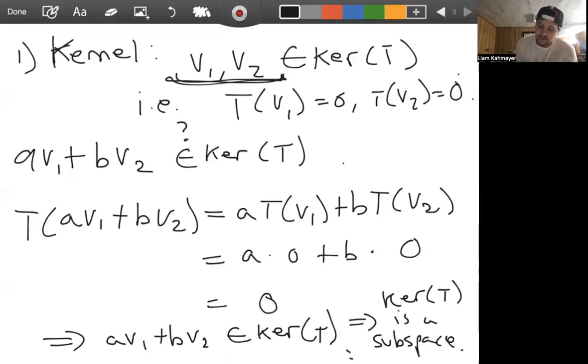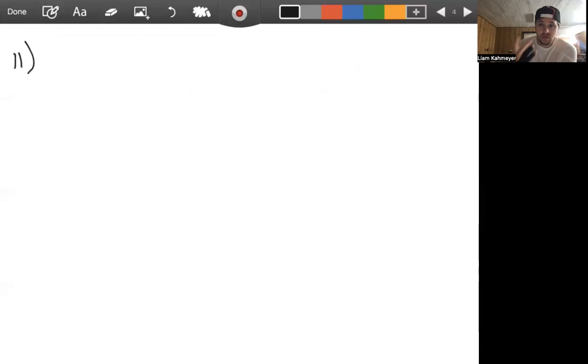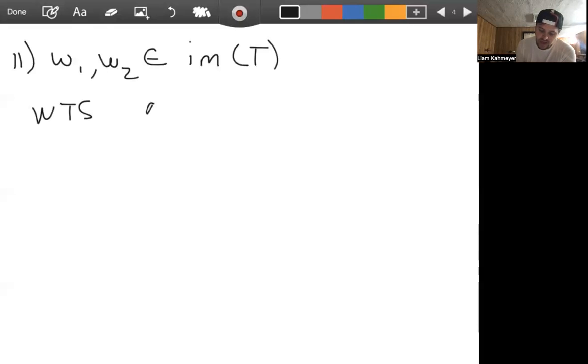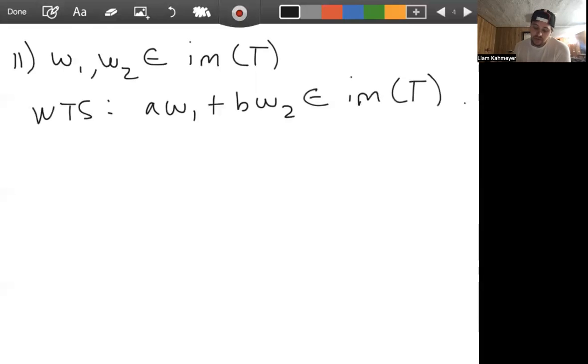of V. Cool. Let's do the same thing for the image, right? What are we doing now? We're starting with w1, w2 contained in the image of T, and we want to show then that a w1 plus b w2 is also in the image of T. Well, how do we show this? We start with a w1 plus b w2 and somehow argue that this is equal to T of something in the domain, right? We have to show that this element here is mapped to from some element of the domain.